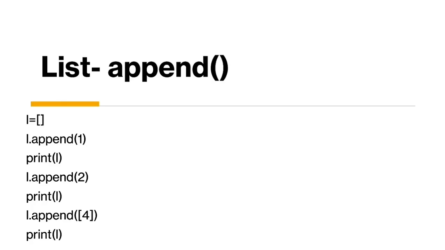Talking about the append function. It adds an item to the end of a list. So here on your screen I have taken an empty list named L. I have called append function and passed an argument as number 1 and I will be printing the list. The list should now be added with one element.